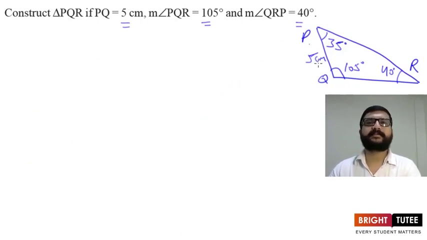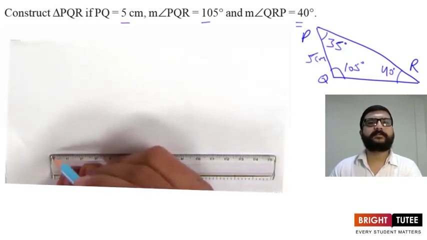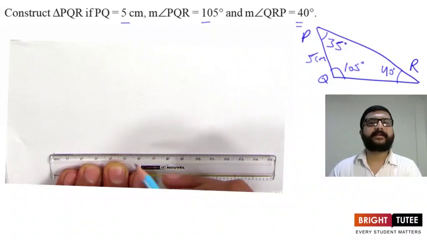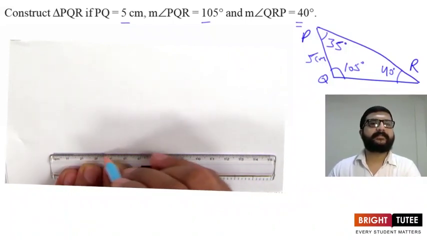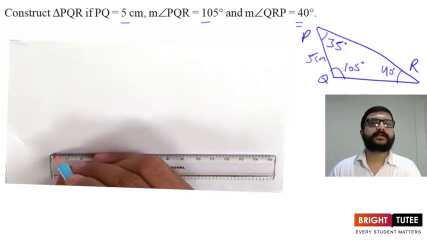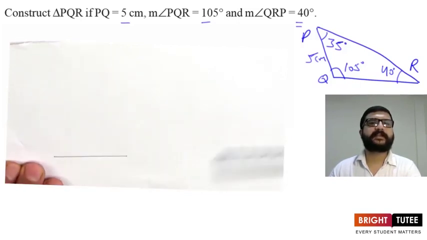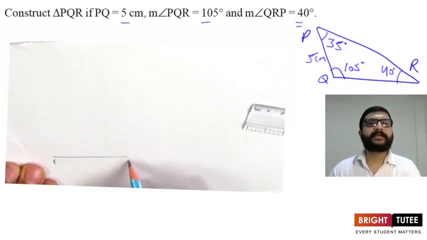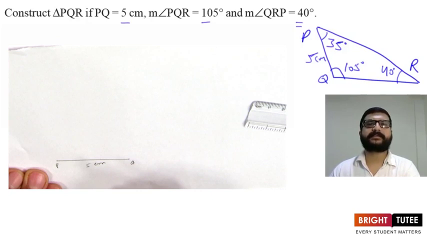So now we have to construct this triangle PQR in which PQ is 5 centimeters. So the first step of construction will be to draw a line segment of 5 centimeter length and we can name it as PQ. So in the step of construction we will write draw a line segment PQ of length 5 centimeters. So here is the line segment PQ of length 5 centimeters.